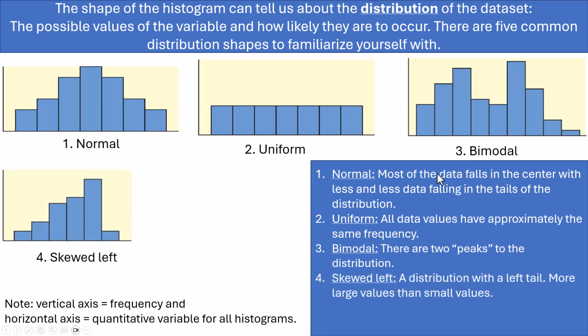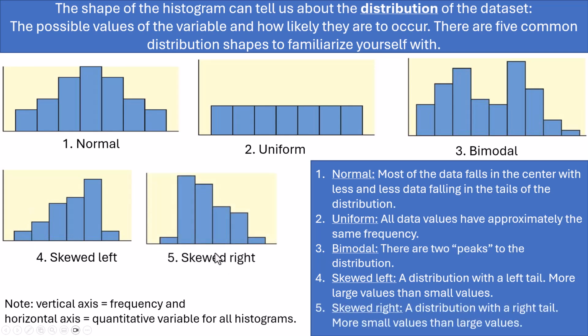Then we have these skewed distributions. A skewed left distribution has a left tail. We have more larger values of the variable and less smaller values. So this would be where you have a lot of students who are scoring very high in the test, and not as many students who are scoring lower. And the skewed right would be just the opposite. So now we have a lot of lower values of our variable and not as many large values. So this would be a lot of students scoring quite poorly and not as many students scoring quite as well on the test.